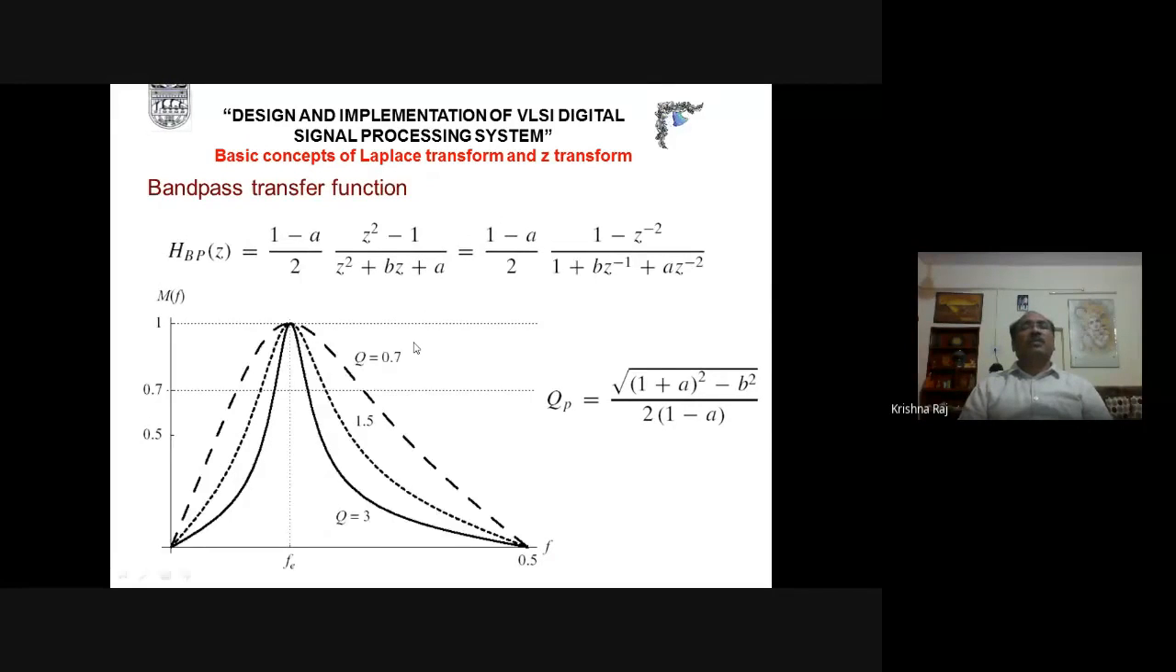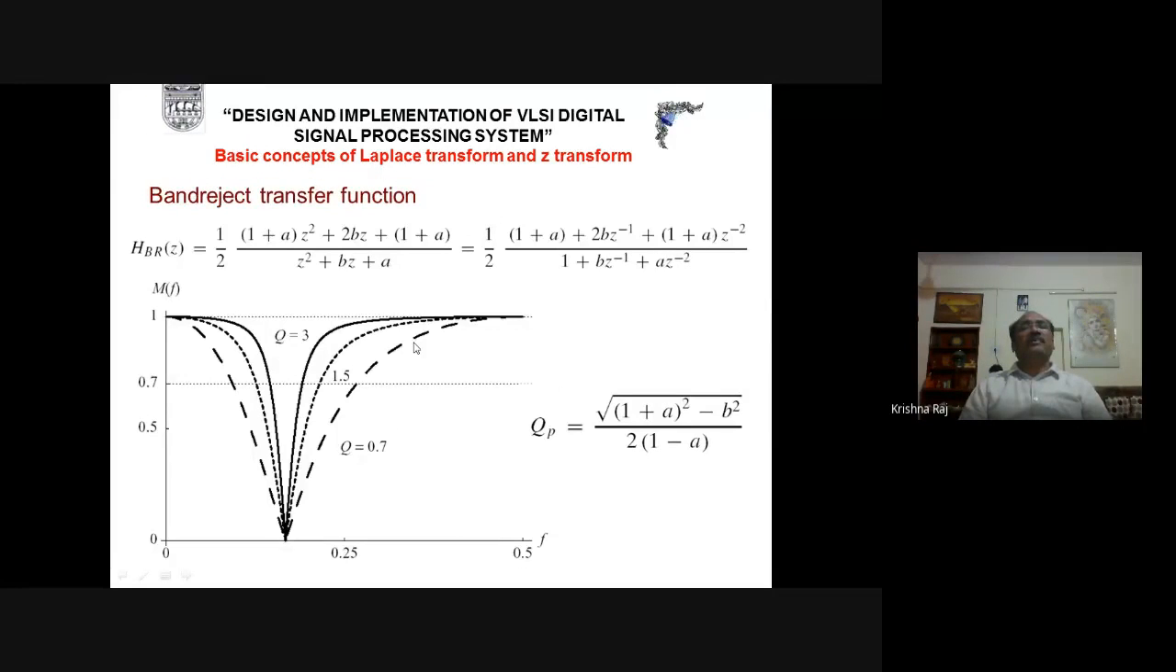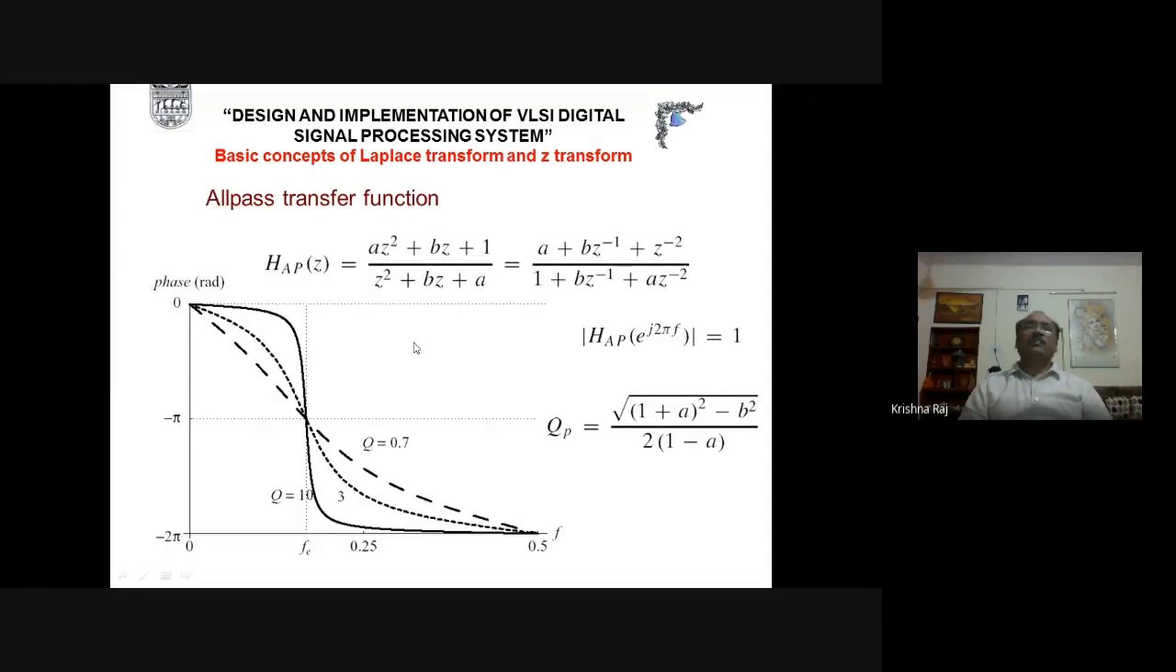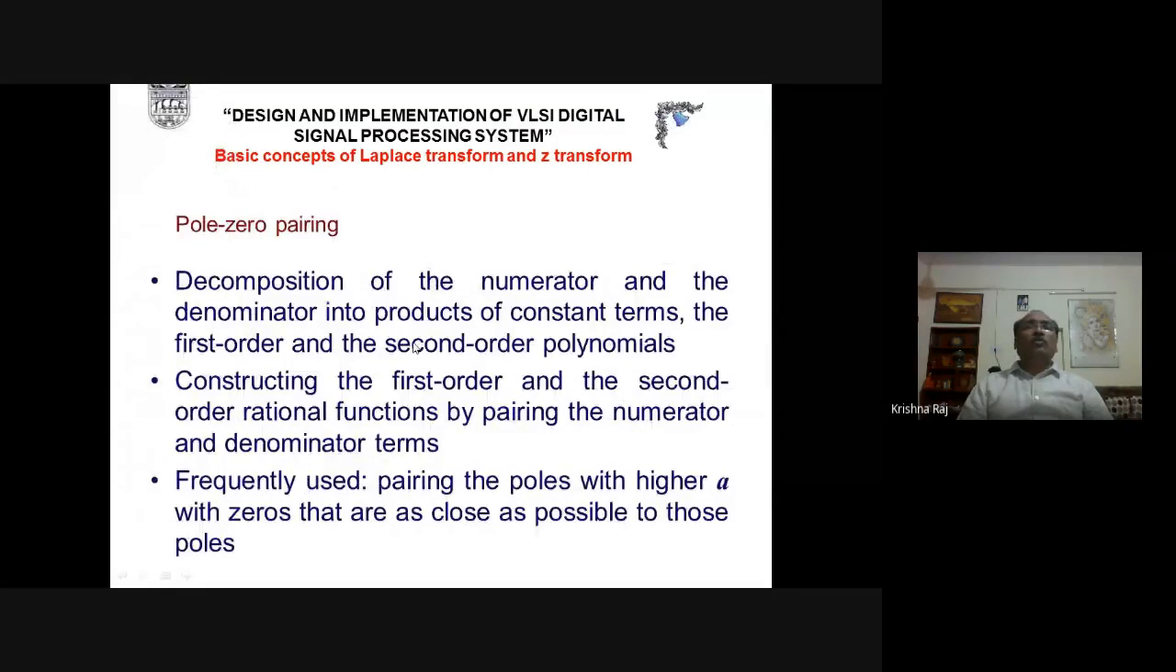We are just coming to the point of how we will analyze. These are the different types of transfer functions, same as in the case of the S domain. Pole zero pairing is again used for the same purposes.